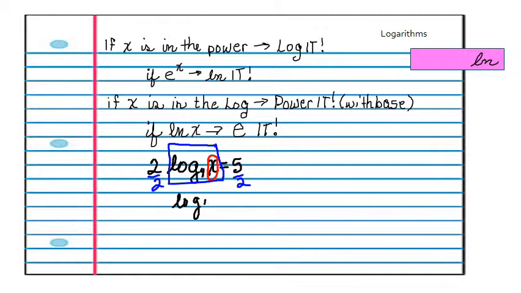So we get log 4x equals 5 over 2. And since x is in the logarithm, what we have to do is power it by the base. Well, the base here is base 4. So I'm going to take the log and power it to 4. And we're going to do the same thing. If we give a base to one side, we have to give a base to the other side. That's going to cancel out the logarithm. And x is going to equal 4 to the power of 5 over 2.